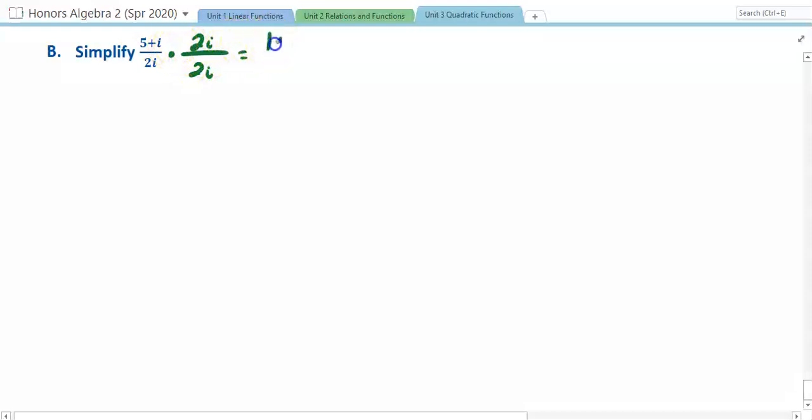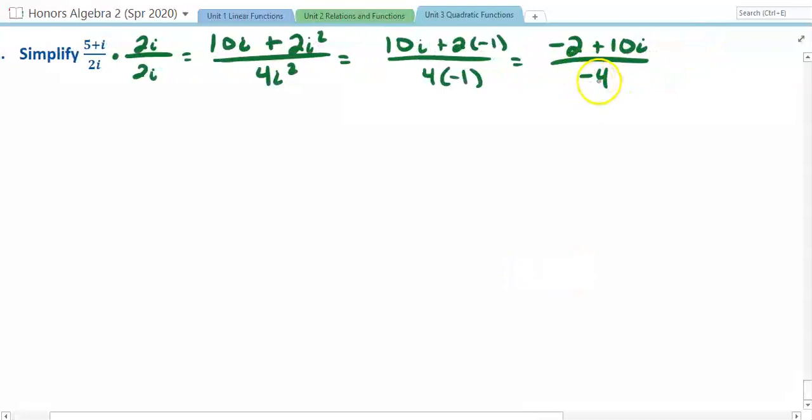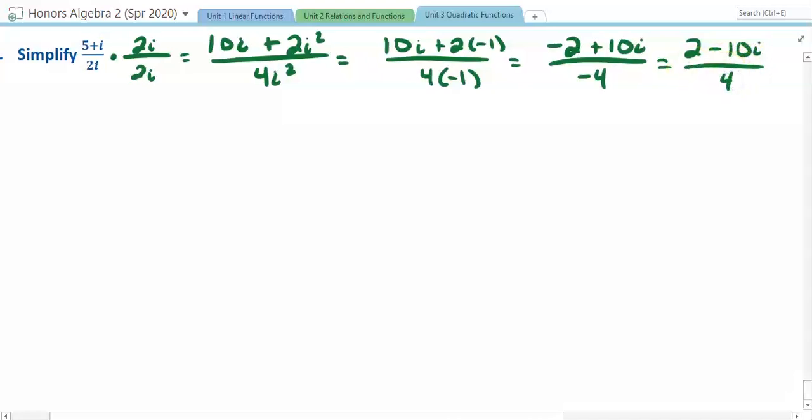And so we're going to get 10i plus 2i squared over 4i squared. And so simplifying that, we're going to get 10i plus 2 times the negative 1 over 4 times the negative 1. We'll flip this around now and put the real part in front, so this is going to be negative 2 plus 10i over negative 4. I don't want to leave a negative on its own in the denominator here, so I'm going to divide everything by negative 1, and so it's going to give us 2 minus 10i over 4.